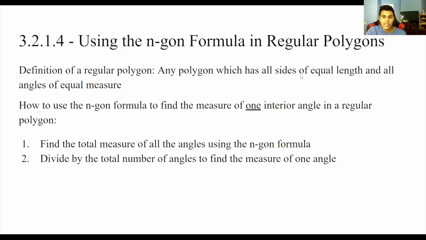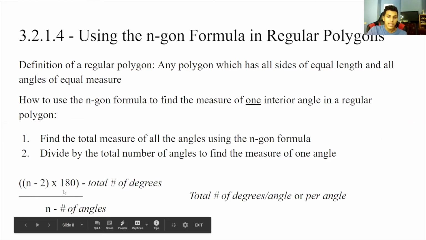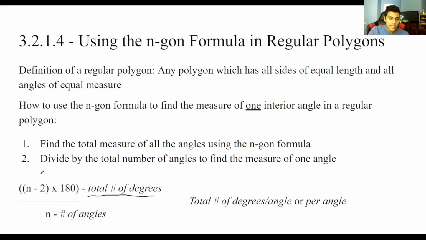Now, if you're to write this as a formula, it's actually just a very slight adjustment to the regular N-Gon formula. It looks like this, where you have n minus 2 times 180, which is your N-Gon formula, divided by n. And what this represents is the total number of degrees, which is n minus 2 times 180, divided by the number of angles, which is n. Right, we're using n a second time in this formula to represent how many angles there are. And when you divide this out, it gives you the total number of degrees per angle.